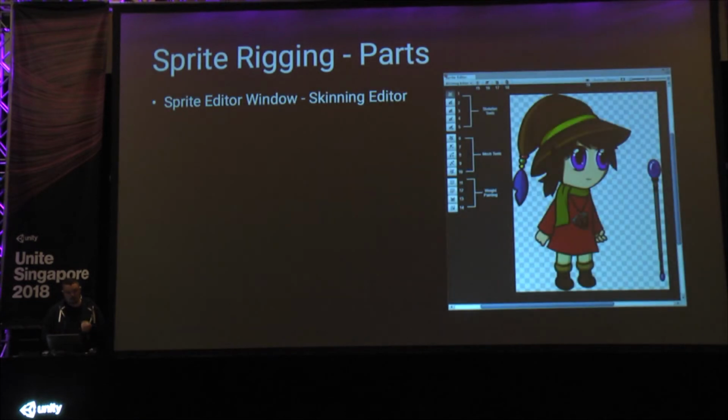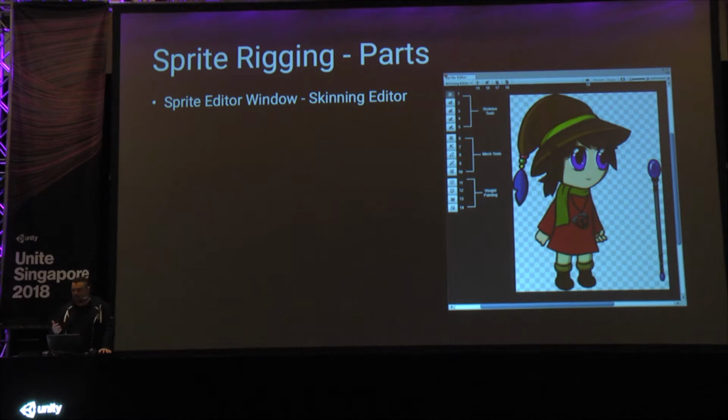So let's look at the parts that make up the sprite rigging workflow for version 2. We redid the editor window for this. It is now all combined in a single window where you do everything. This is the skinning editor module, which is part of the sprite editor window. And we've divided the tools up into skeleton or bone tools, mesh tools, and weight painting. Right? And a lot of this includes automatic options for doing many of these things.